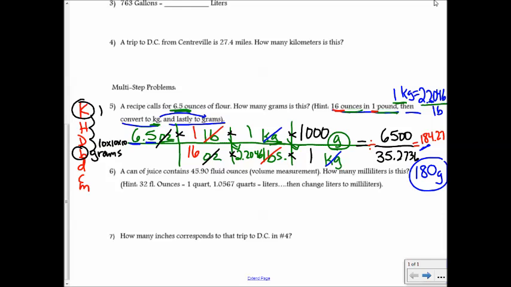You can, if you like, put your answer here. Some people do. They put their answer right here and they circle it. That's fine. You can put your answer here. That is fine with me. Just circle it so I know that that's your answer.